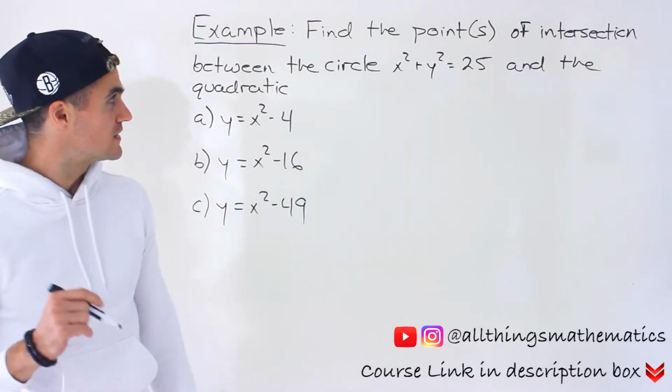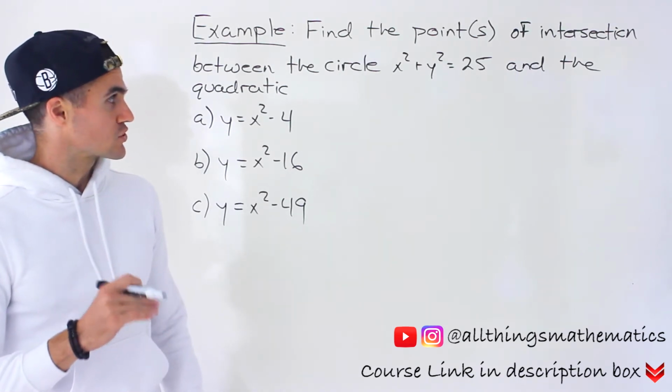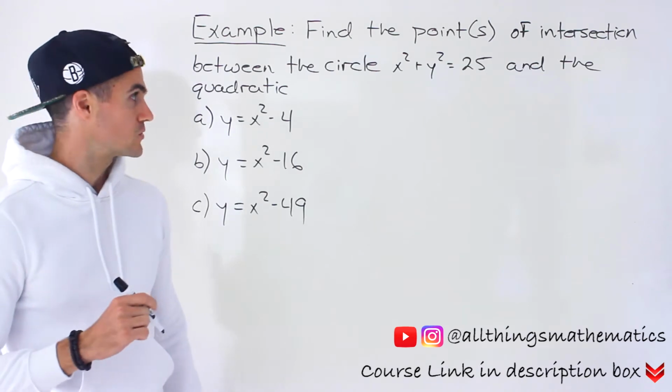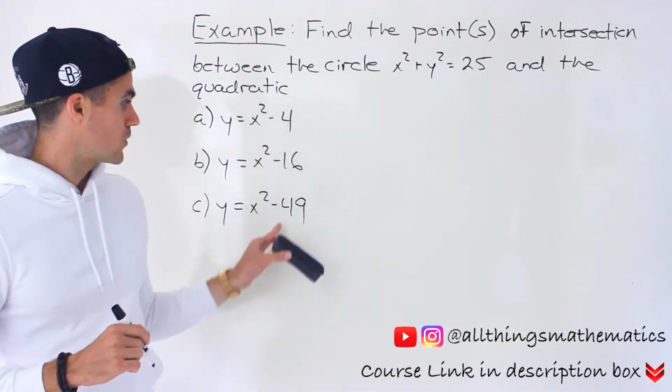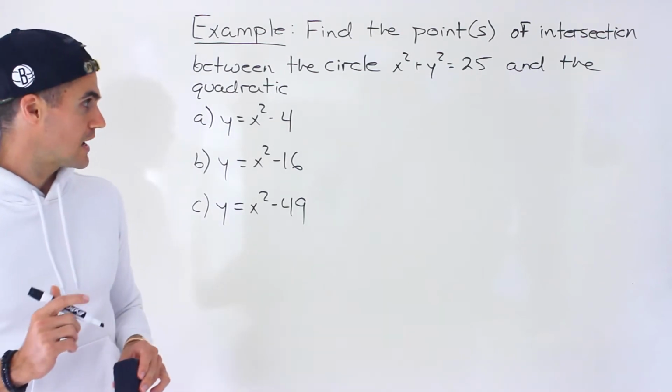So what we have to do in this video is find the point or points of intersection between the circle x squared plus y squared is equal to 25 and then these quadratics right here. So there's going to be three different cases.